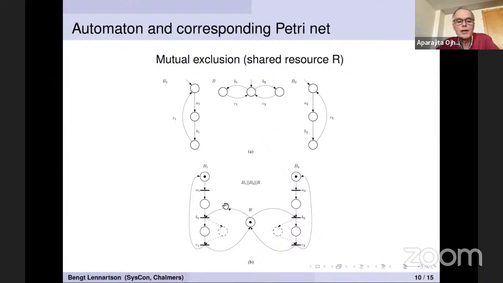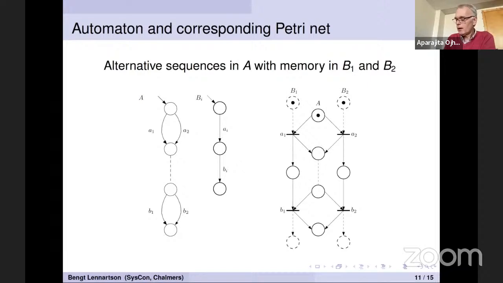If you model this by a Petri net, you get once again a more readable system. Here you have the sequences B1, B2, and here you have the shared zone, which either can be used for this sequence or for that sequence. And if it's used for the second sequence, the first sequence has to wait for it to get free again. This is a bit more special situation, which I think I will skip.